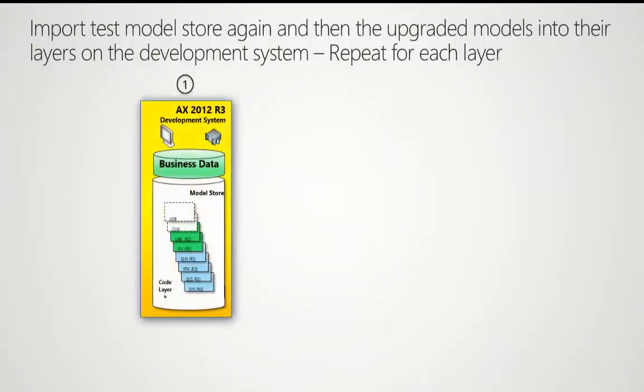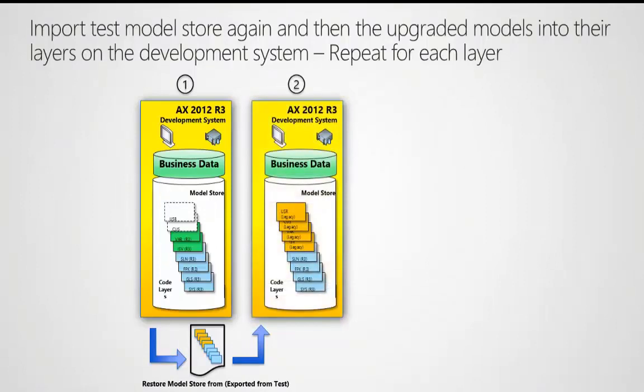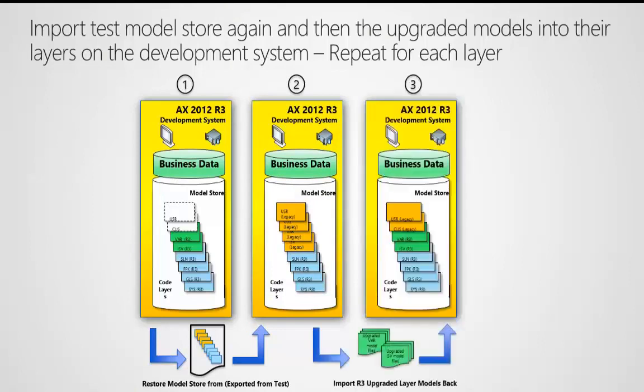So you can see here we have our current development system with the var layer upgraded. We're going to then restore the full model store which we exported from test, and we end up back where we were just before we even started the ISV and var layer. Then we use our ISV model and var layer, which we exported in the previous slide, to import back into the model store for development. So you can see on step number 3 here, we have the standard Microsoft models at R3 level, the var and ISV at the R3 level. And we still have the USR and cus at the legacy level.